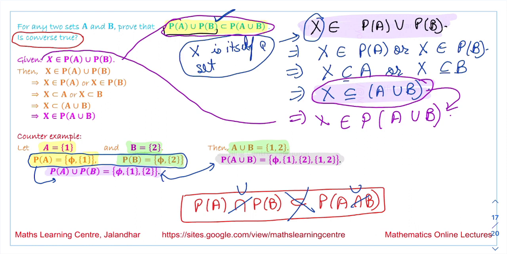Next we have, if power set of A is equal to power set of B, we have to prove that A is equal to B. So what is given to us is that power set of A is equal to power set of B. Now we have to prove A is equal to B. It means we have to prove two things. One is A is a subset of B, and second is B is a subset of A.